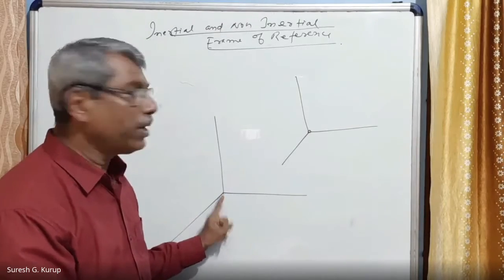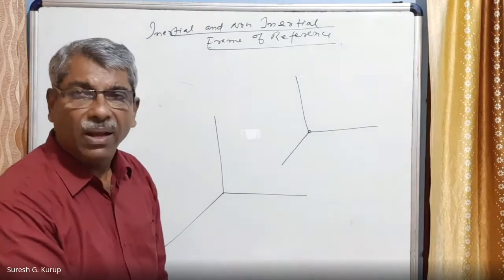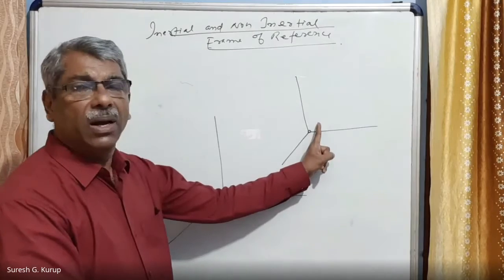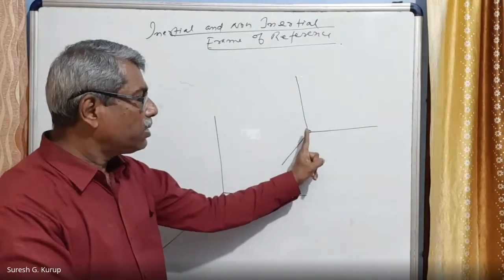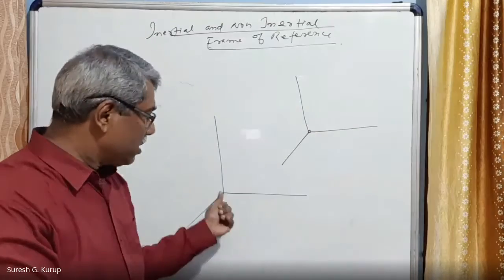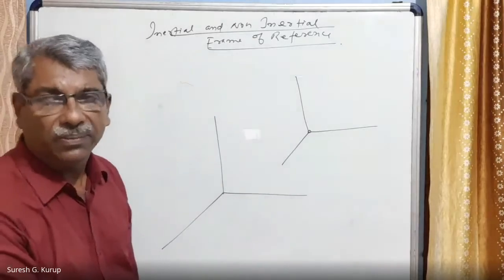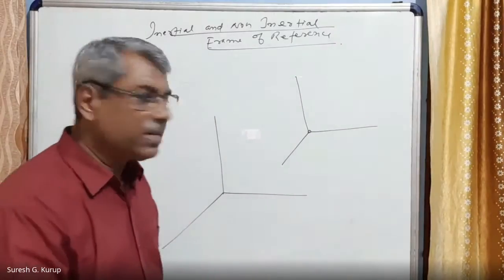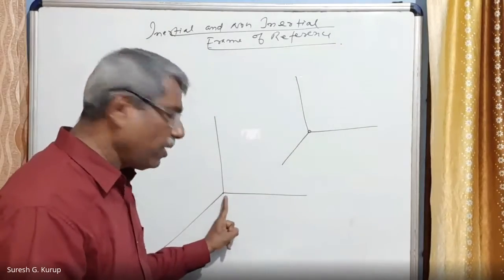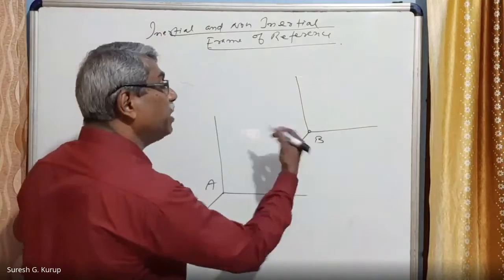You are standing here, and this body is moving with a constant speed. This person and the moving body will feel that this is moving with a uniform velocity in the backward direction, right? This person is moving on, and this is at rest. This person feels that, person A and person B, right?